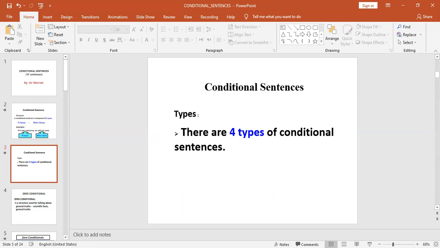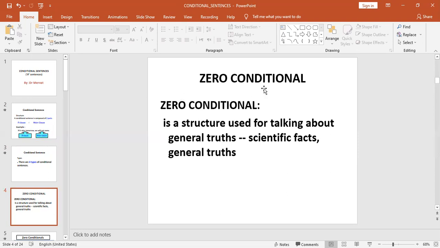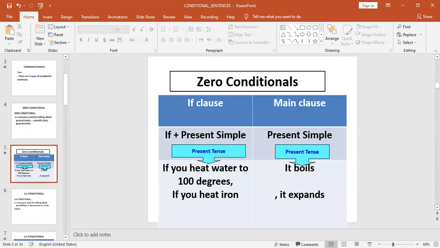Okay, what about the zero conditional? Zero conditional is a structure used for talking about facts or truths, general truths or scientific facts. If something is a fact, I must use the zero conditional. If I speak about a truth which always happens, I must use the zero conditional.